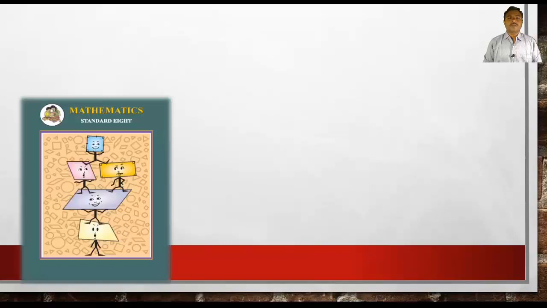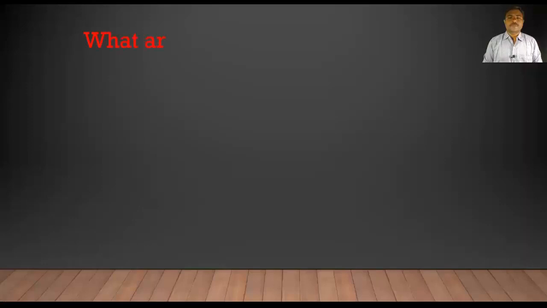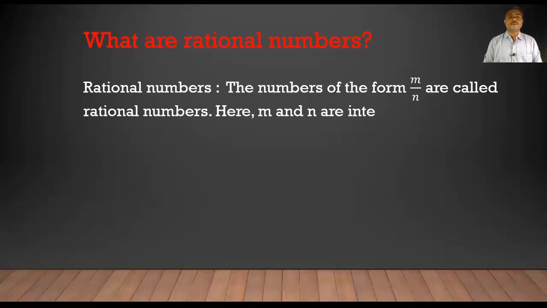Today we discuss class 8 chapter first, rational and irrational numbers. Last period we discussed which are natural numbers, which are whole numbers, which are rational numbers. What are rational numbers? Rational numbers, the numbers of the form m upon n are called rational numbers. Here m and n are integers, but n is not equal to 0.